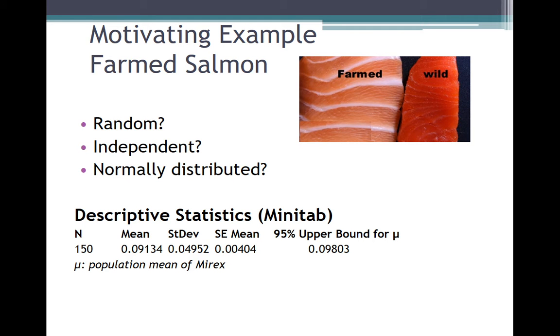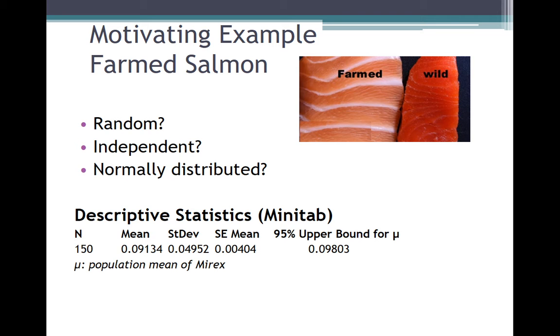So at the end of Friday, we were talking about farmed salmon. There's some dispute about whether this causes more harm to the environment. Farmed salmon is not as healthy for you. There's not as much omega-3 fatty acids. There's all sorts of ideas around this. So we took a look at this example. They had 150 farmed salmon. It's mostly random.